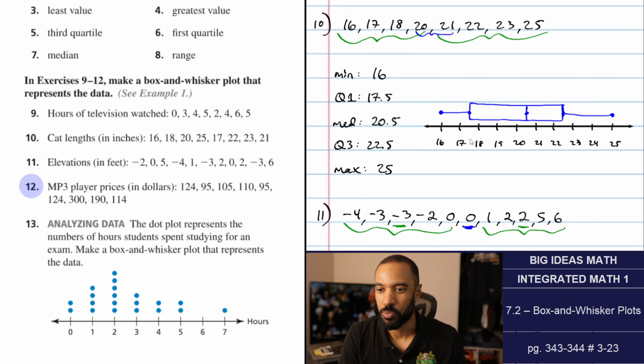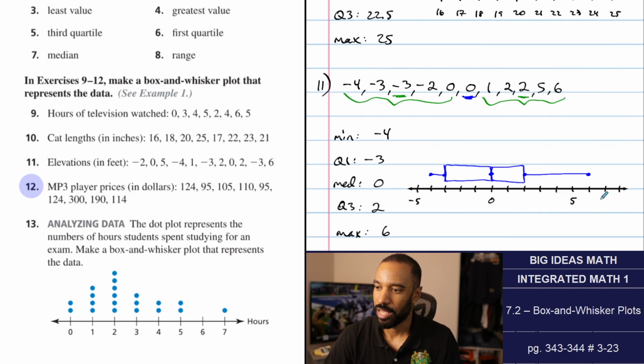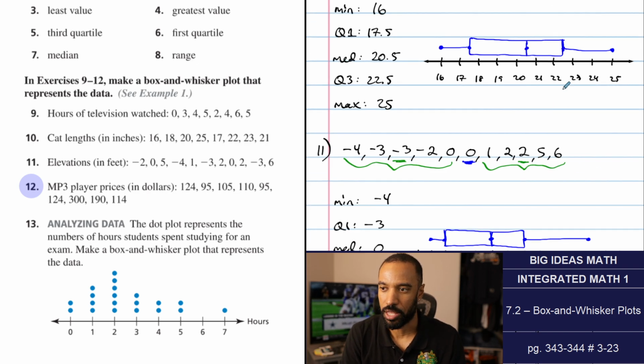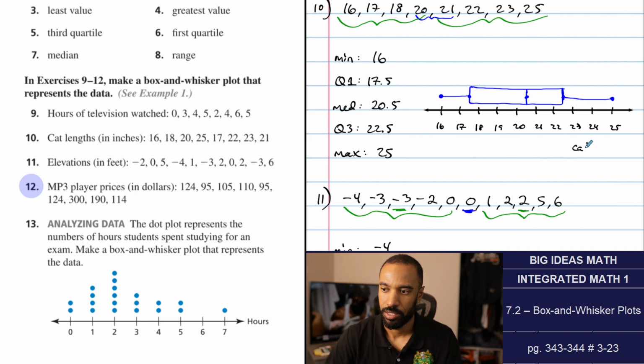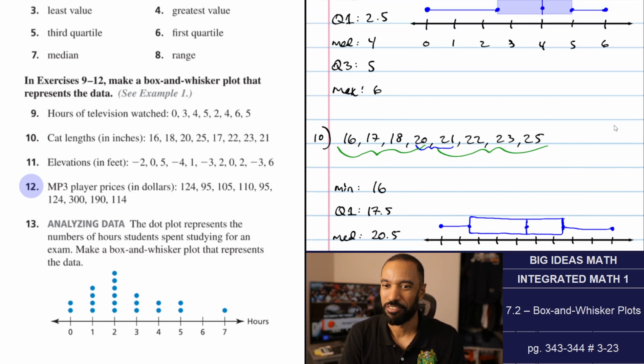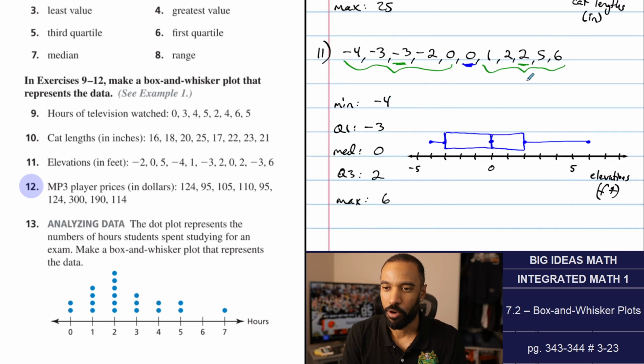I was thinking about that. We're doing box and whisker plots, but I want to go back and look at those. So this is elevations in feet. Elevations? I guess so, it's multiple. Feet. I like representing things contextually whenever we can. Number 10 was cat lengths. I know what that means, but whatever that means, you know what I mean? And then hours of television watched. This is TV watch hours. Okay, let's move forward.